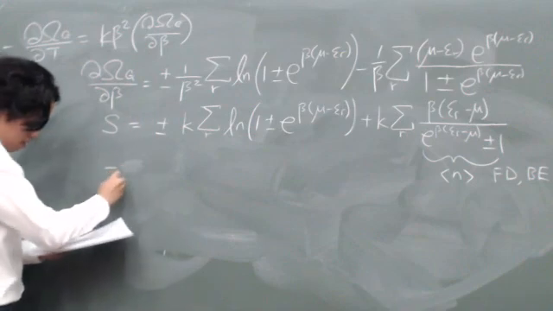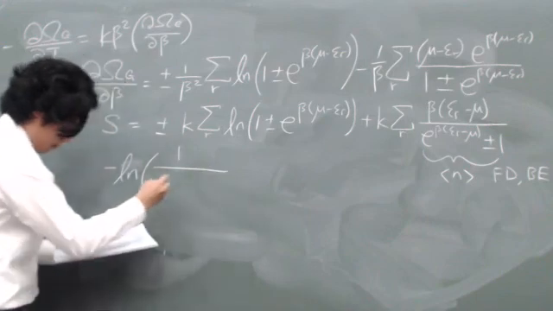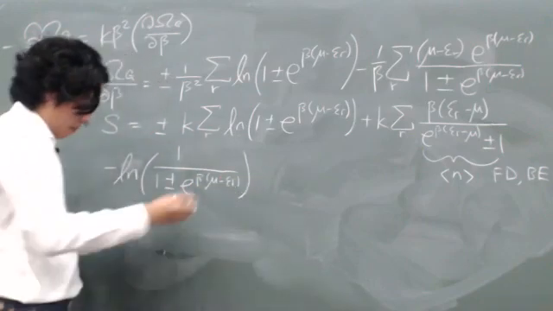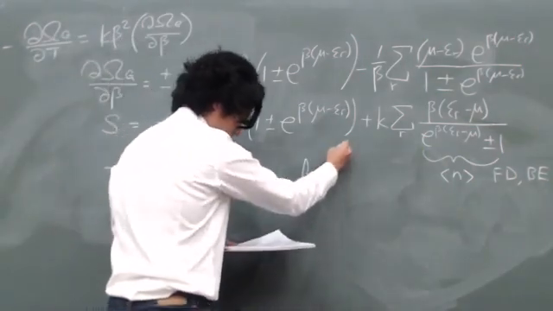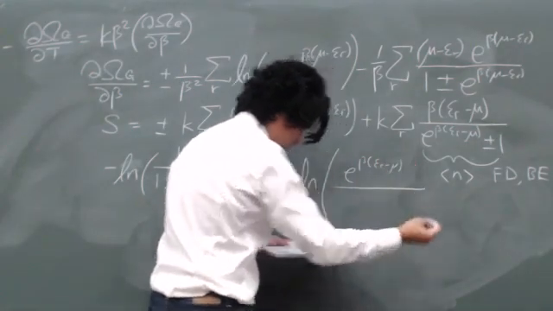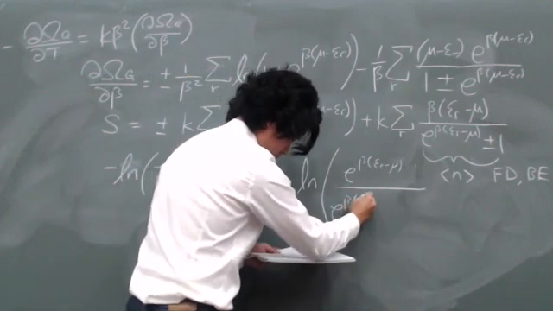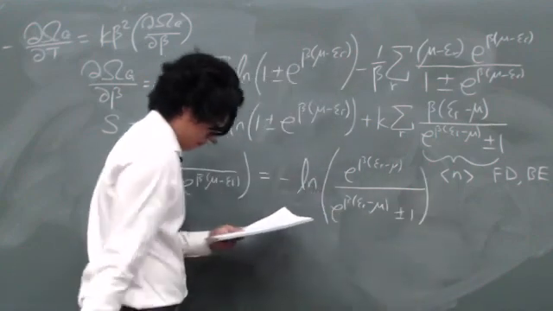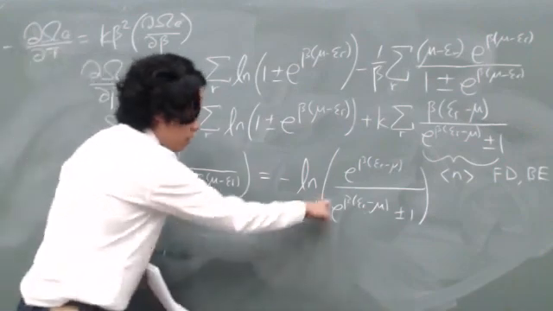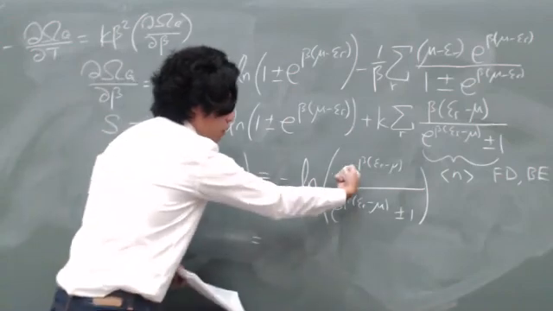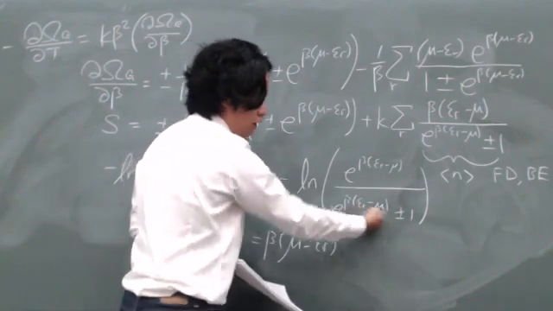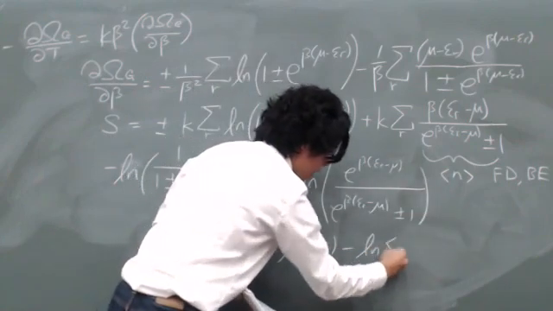Minus log of 1 over 1 plus or minus e to the beta mu minus epsilon r is equal to minus log of e to the beta epsilon r minus mu divided by e to the beta epsilon r minus mu plus or minus 1. I pretty much did the same thing as that one, except this time I multiplied both top and bottom by e to the beta epsilon r minus mu. Then break this log into two. You end up getting one of them where the log and the exponential just cancel each other out, and you just get beta times mu minus epsilon r. The second term is just 1 over the denominator, and that's the distribution function. So that's minus log of the average n.